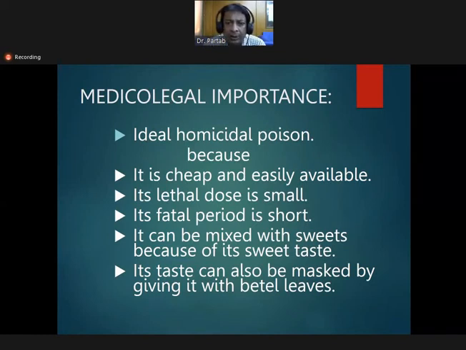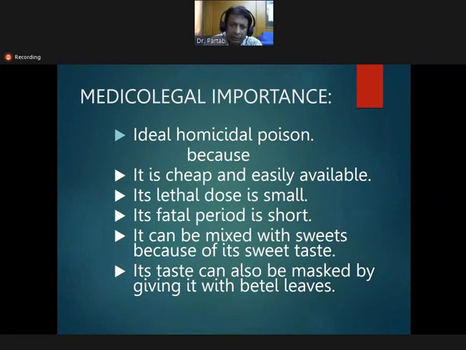Then arsenic. It is cheap and not easily available. The lethal dose is small. The fatal period is short, so it is very lethal in action in a very limited time.